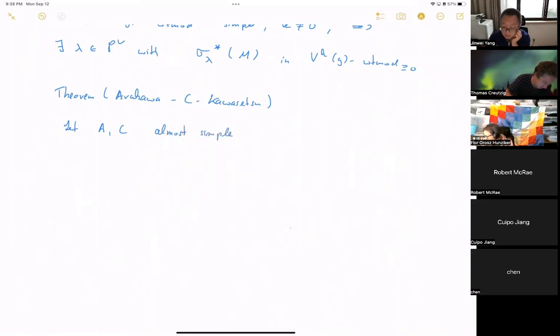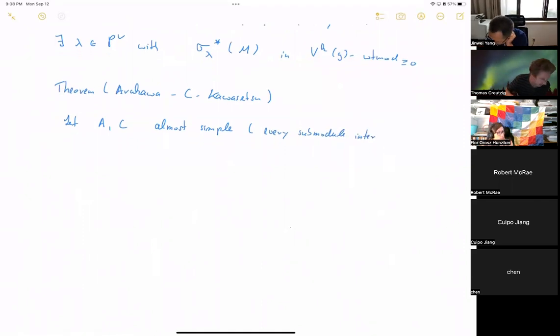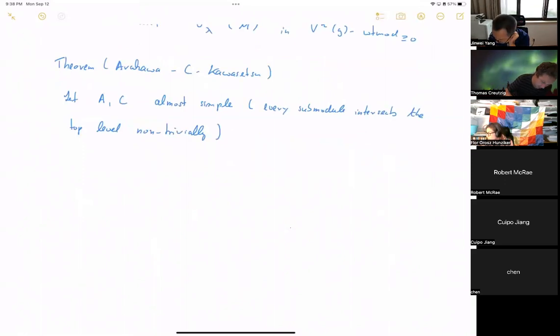So what does almost simple mean? It means that every submodule intersects the top level trivially. So in particular, A and C are both lower bounded modules.